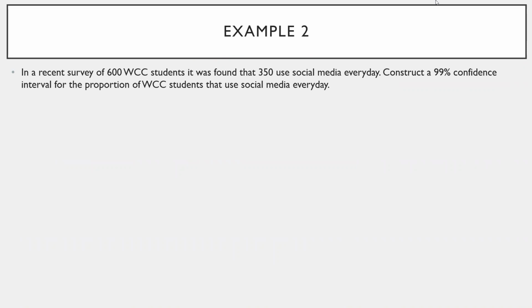All right, here is the second example. So in a recent survey of 600 WCC students, okay, so this is my N. This is my sample size. It was found that 350 use social media daily. So this is my X. I'm only going to construct here. We don't have to interpret. Let's just construct a 99% confidence interval for the proportion of WCC students that use social media daily. All right, so for this one here, we're going to use our calculator.